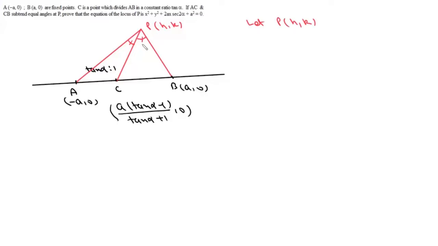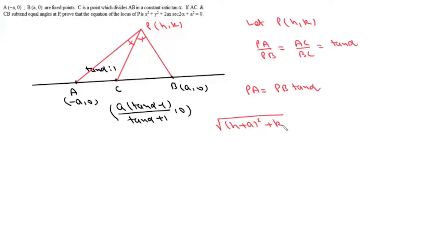Now we know the angle bisector property that PA/PB will be equal to AC/BC, and AC/BC is actually tan alpha. So we can simply write PA = PB tan alpha. Now the distance of P from A is under root of (h + a)² + k², and this is equal to tan alpha times under root of (h - a)² + k².